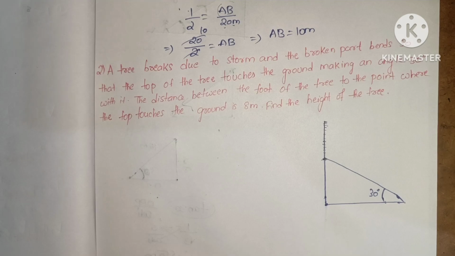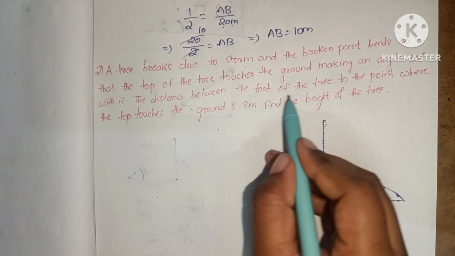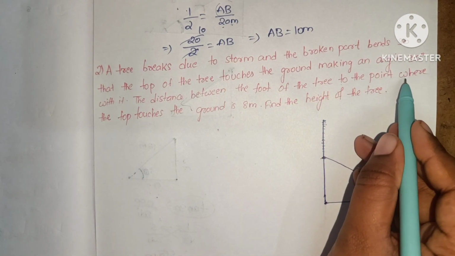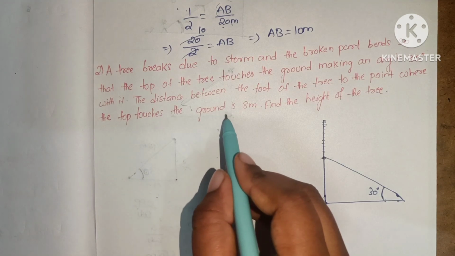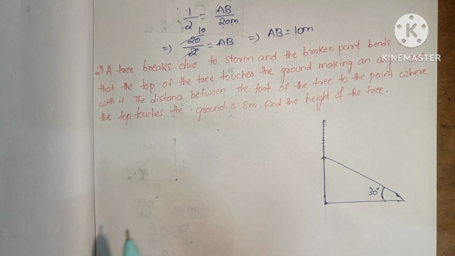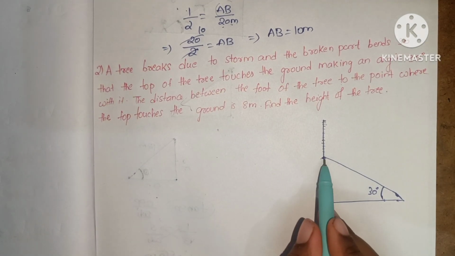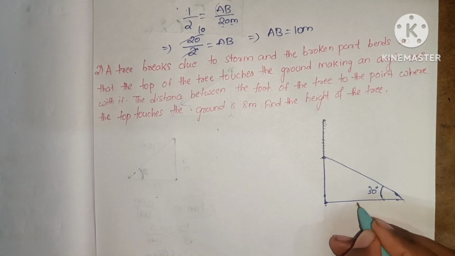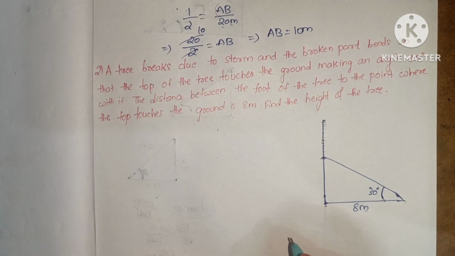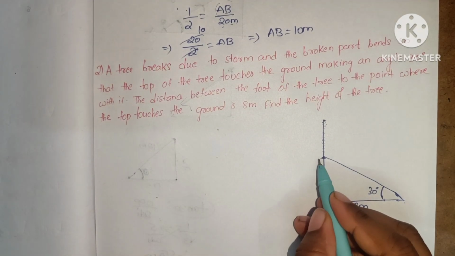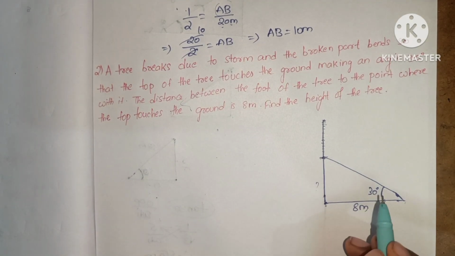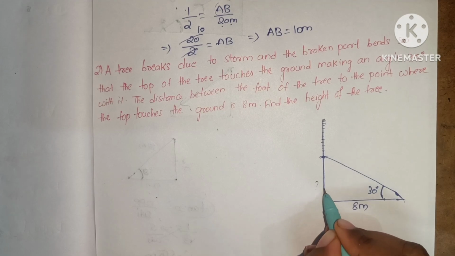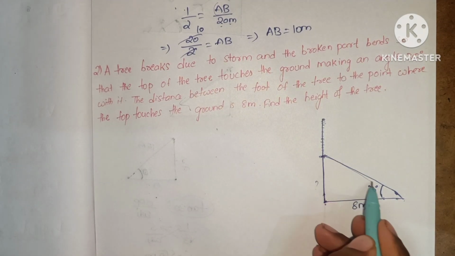So what he was saying here is that the distance between the foot of the tree and the point where the top touches the ground is 8 meters. That means this distance is nothing but 8 meters. Then he said, find the height of the tree. So observe here, the height of the tree means this side and this side.